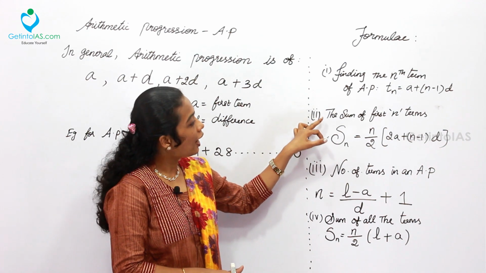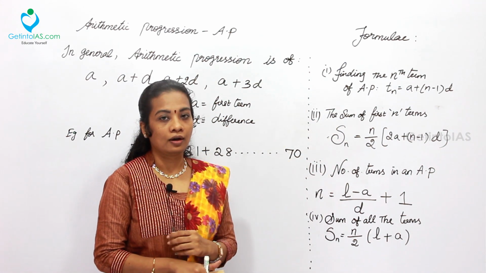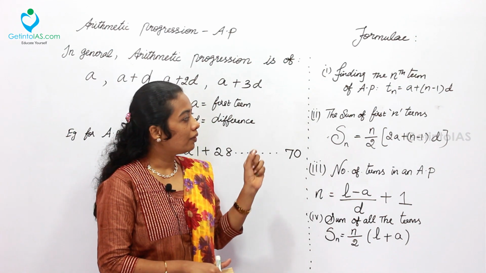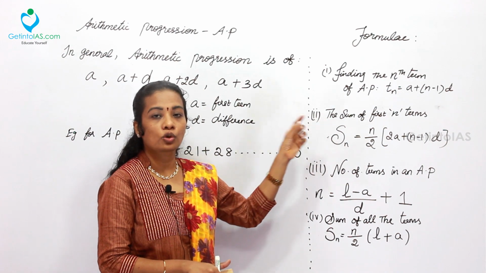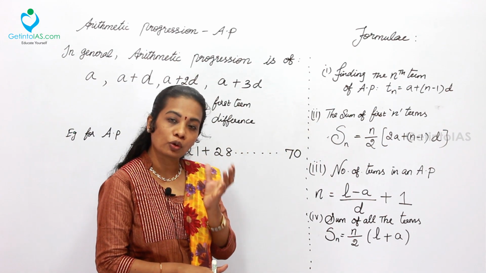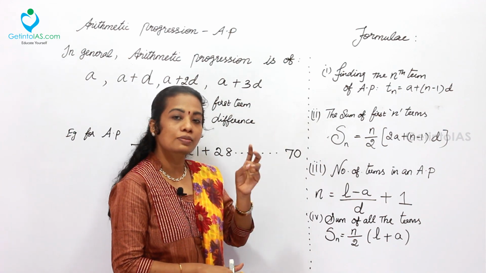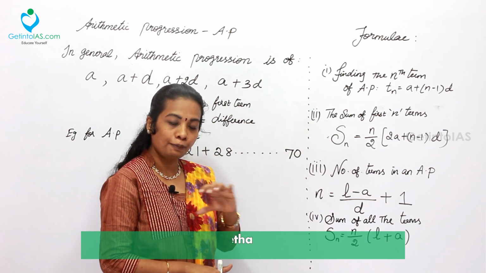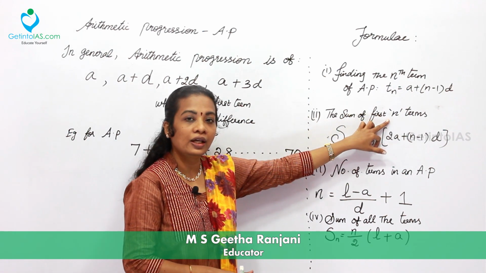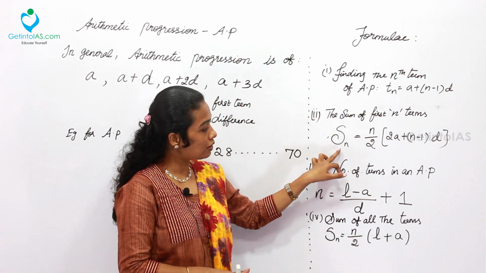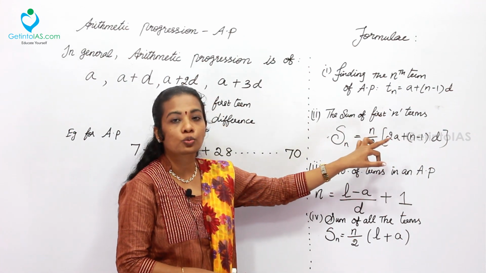The second one is the sum of first n terms. Say for example, you can be asked like this: find the sum of the first 20 terms. First you want to find the 20 terms. Without knowing the value also you can find it with the help of this formula. You want to find the first term, third term up to 20th term, the sum. So it is applicable for any n terms. The formula is S of n is equal to n by 2 into 2a plus n minus 1 into d.